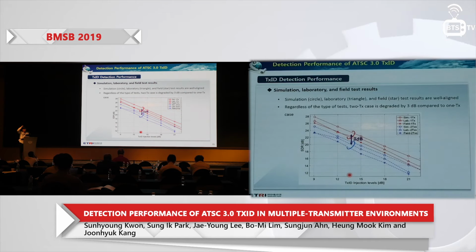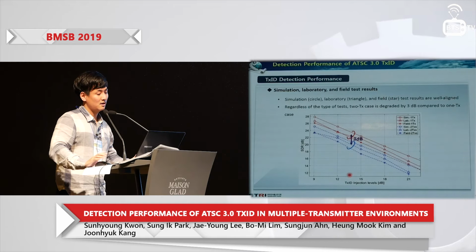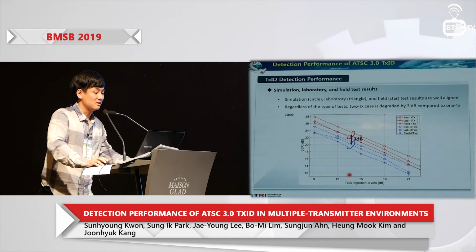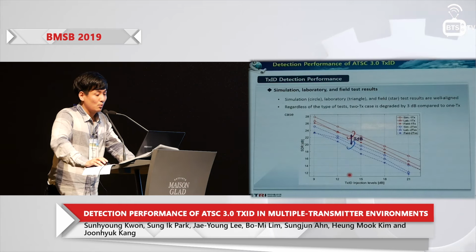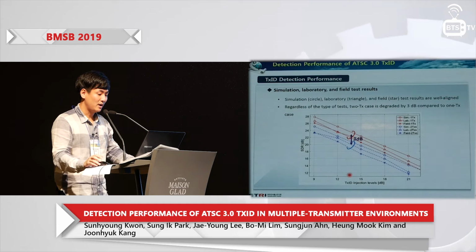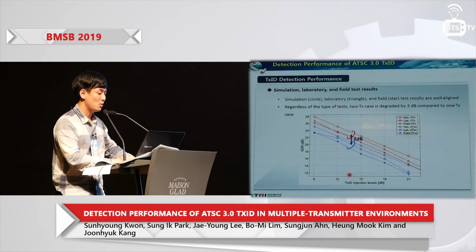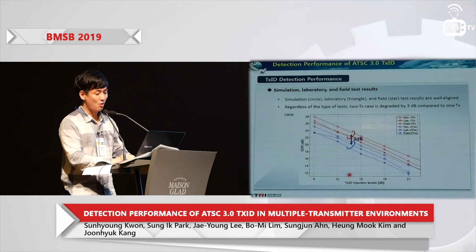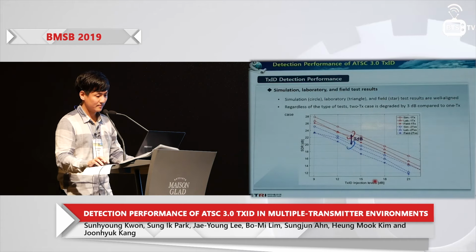Okay, here's another simulation result. We have conducted not only computer simulations, but also laboratory and field tests. In most cases, there is only 2 dB difference between simulation and field test results, so I would say they are well aligned in general. When there are 2 received signals, the TxID detection performance is degraded by 3 dB compared to the 1 transmitter case for all types of tests.